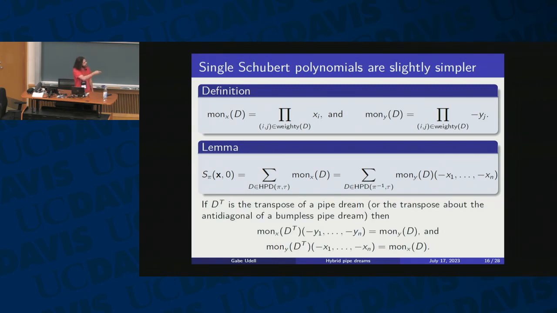This is just saying that transposing a pipe dream or a bumpless pipe dream switches rows and columns and switches a permutation for its inverse. So we can use our y weights to think about Schubert polynomials just as easily as the x weights, and we can go between these things by transposing.